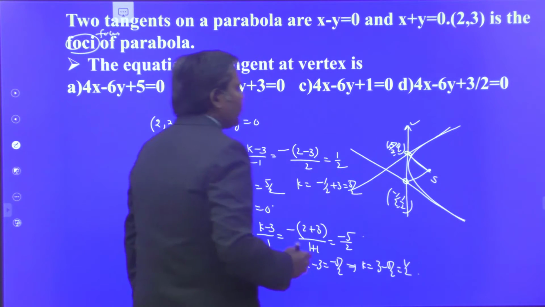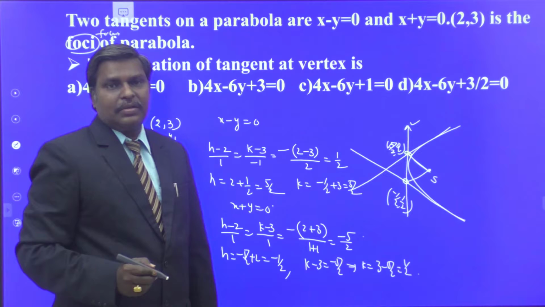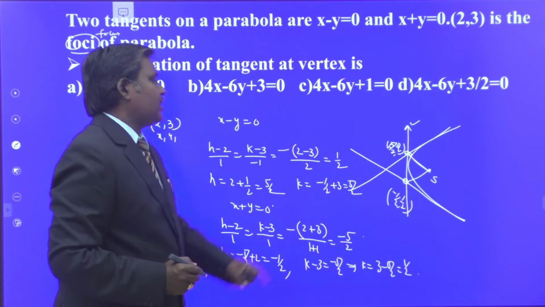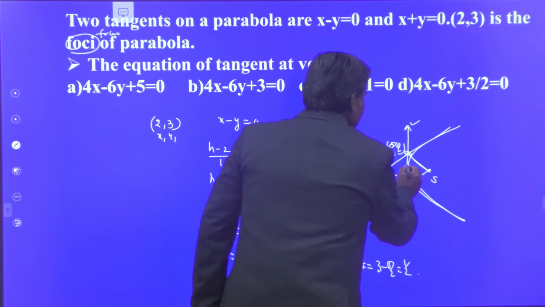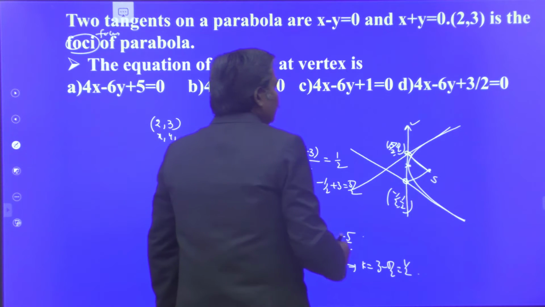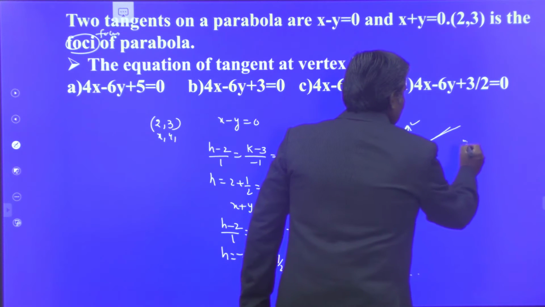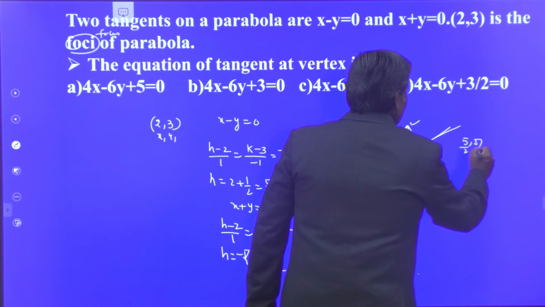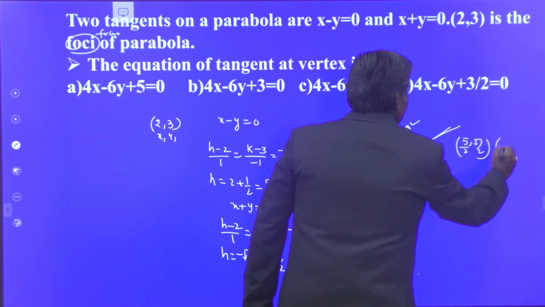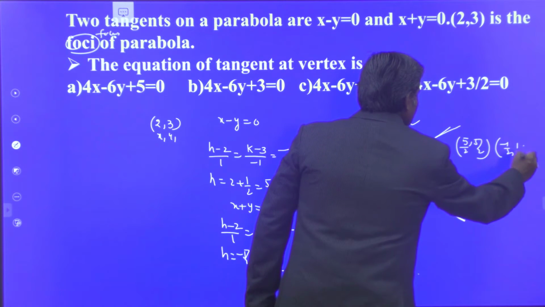These two feet of perpendiculars lie on what? The axis or the tangent at the vertex of the parabola. This is the tangent at the vertex. So we have two points on the tangent at vertex: (5/2, 5/2) is one point, and (-1/2, 1/2) is another point.